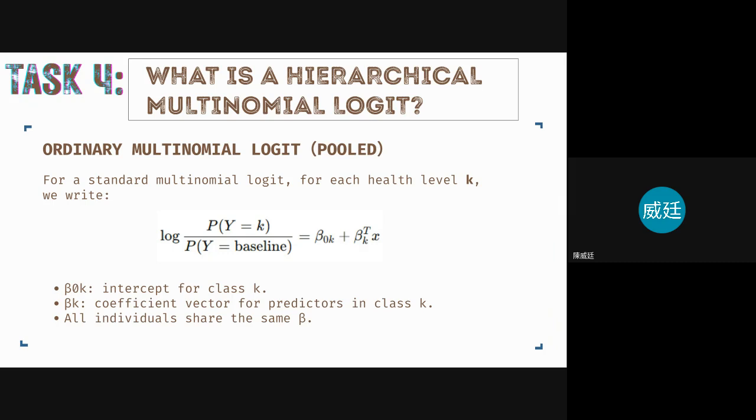In this equation, beta 0k is the intercept for class k, and beta k is a coefficient vector for the predictors in class k. And everyone shares the same set of betas. In other words, in the pooled model, we're assuming that age doesn't matter, and the effect of BMI, blood pressure, income, and so on on the log odds is exactly the same for young people and older people.